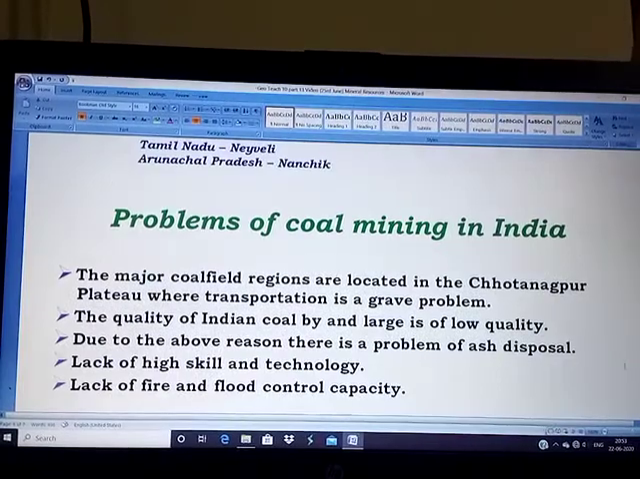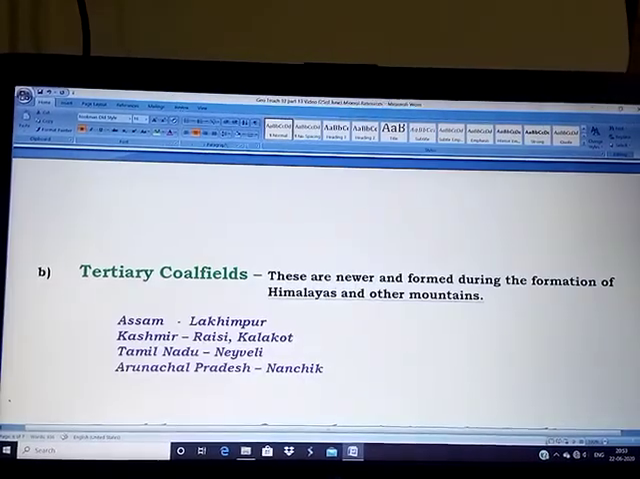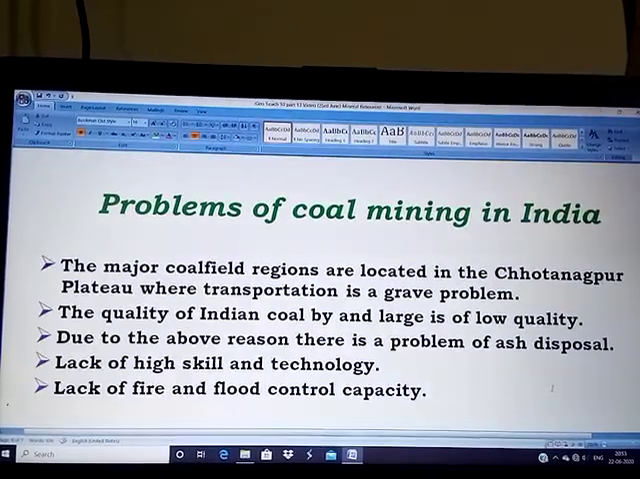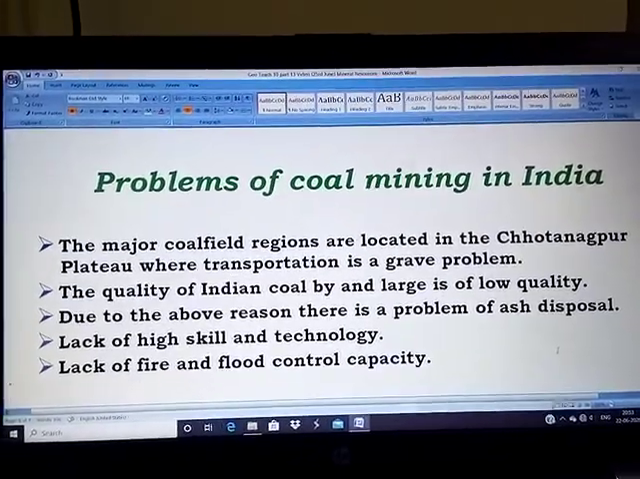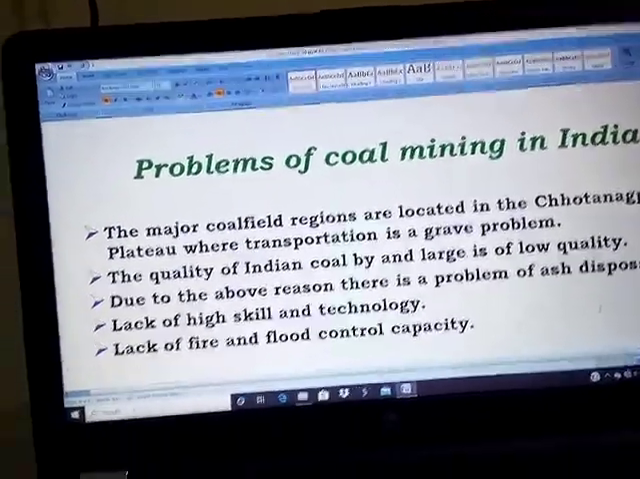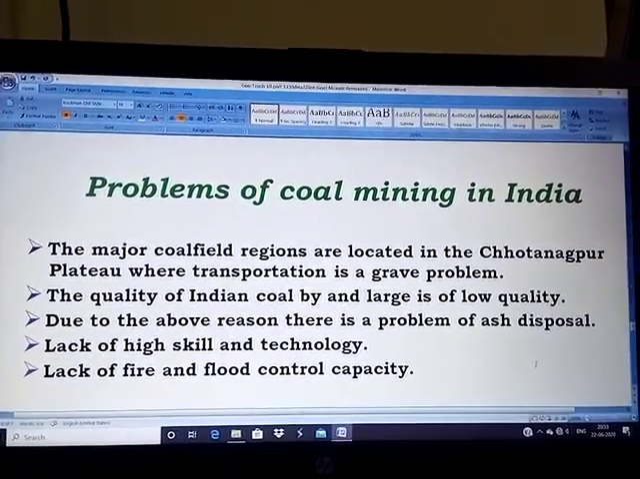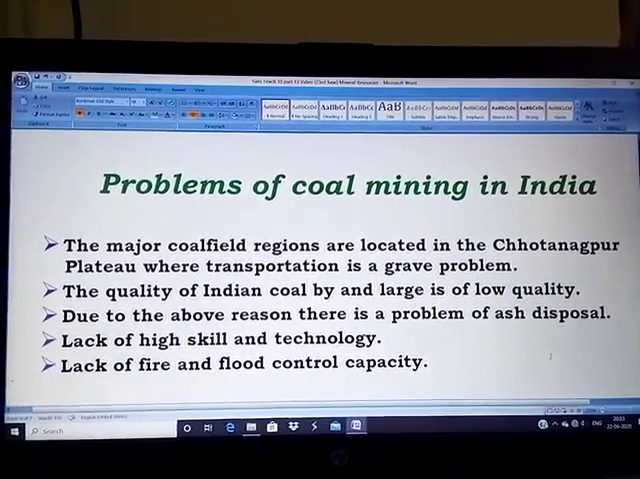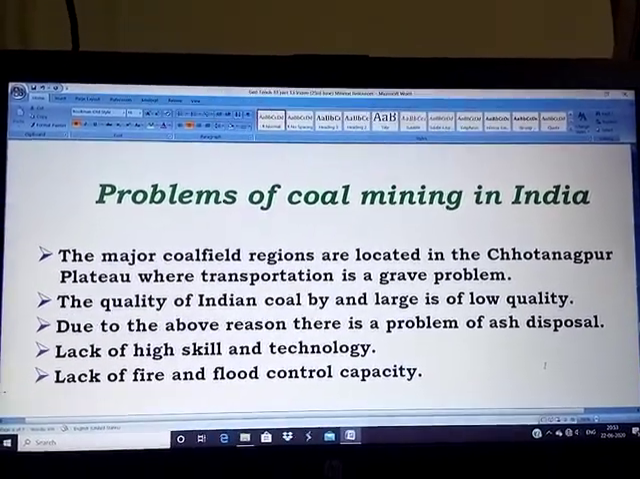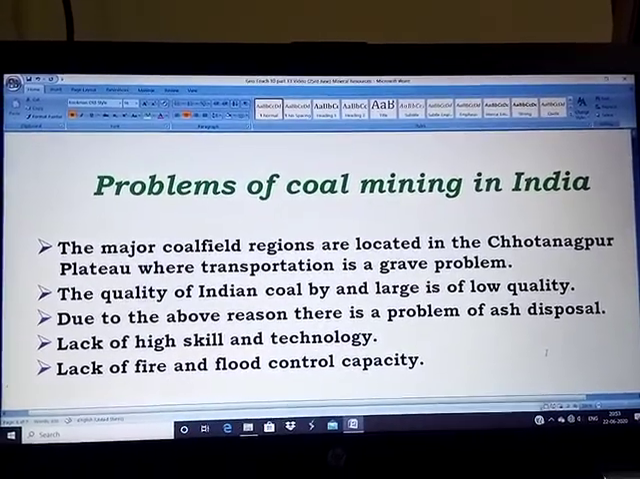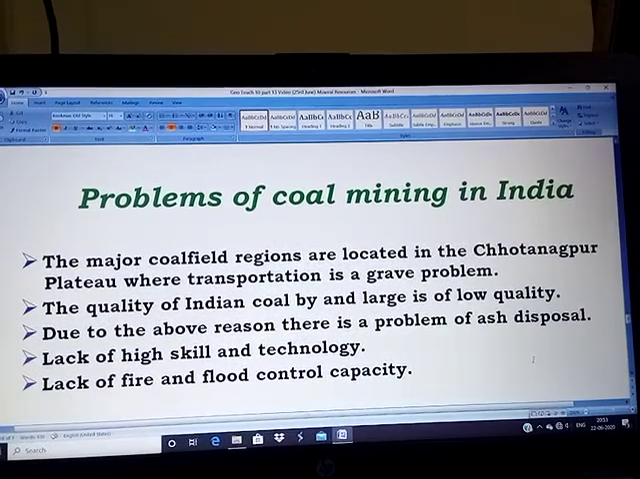Now, India is blessed with coal, but still there are some problems. So, dear children, please note at least two important reasons you should remember in your mind. What are the problems of coal mining in India? The major coalfield regions are located in the Chota Nagpur plateau, where transportation or other type of management system is quite weak. So that is a big problem.